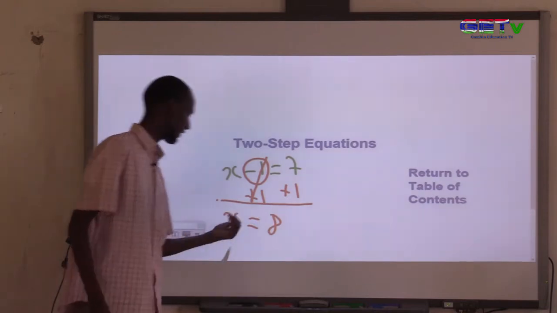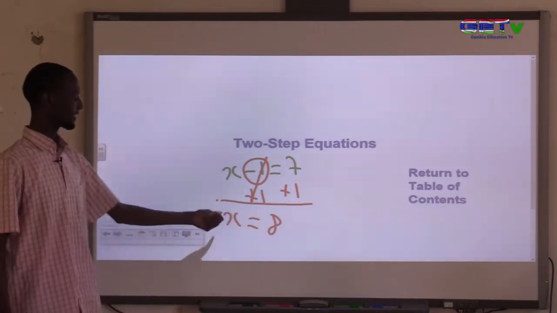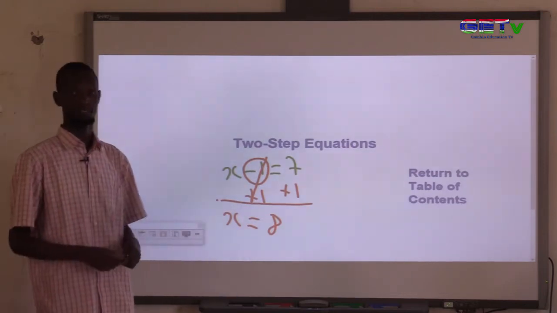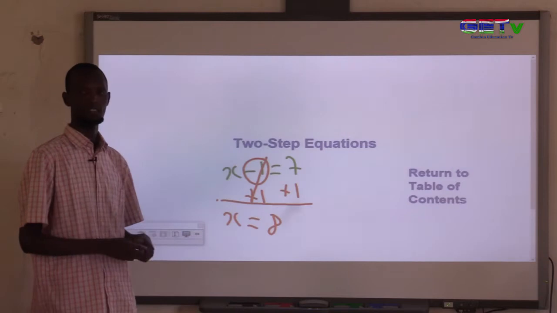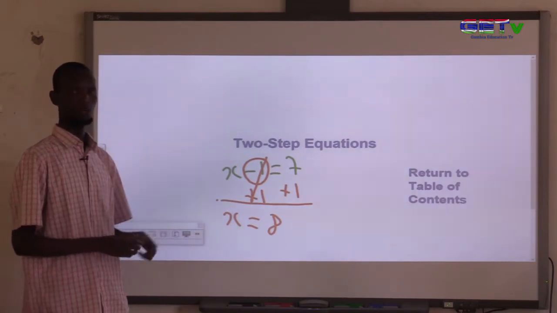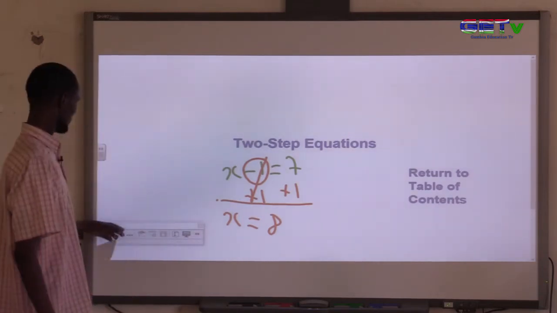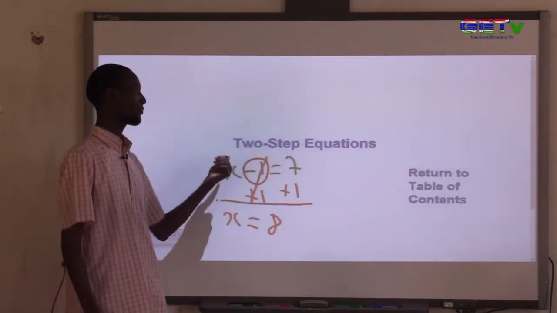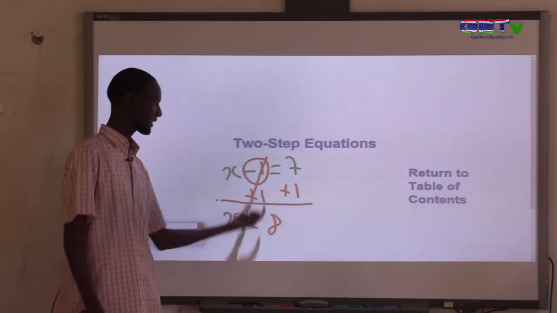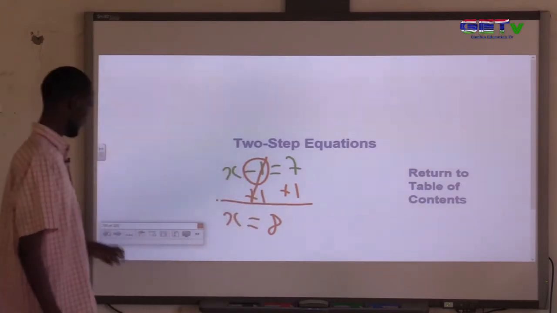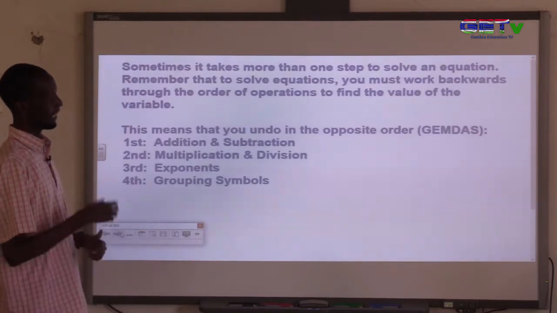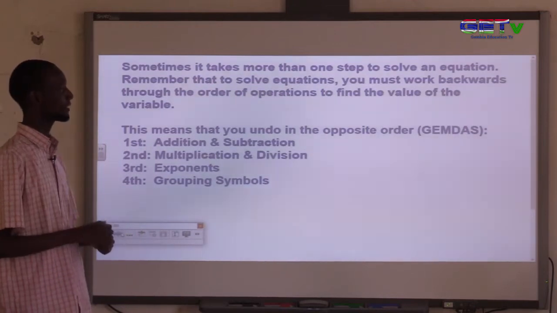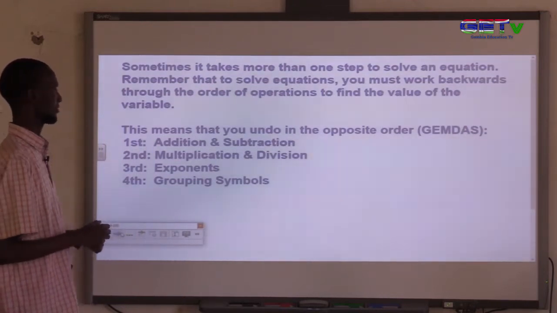If you look here, x is already alone on one side of the equation, and that is all we were trying to achieve. Once the variable is on one side of the equation, your work is done. Now, today's lesson is going to be on two steps. This only took us one step to get to the answer. Now, let's see what happens here. Sometimes it takes more than one step to solve an equation.